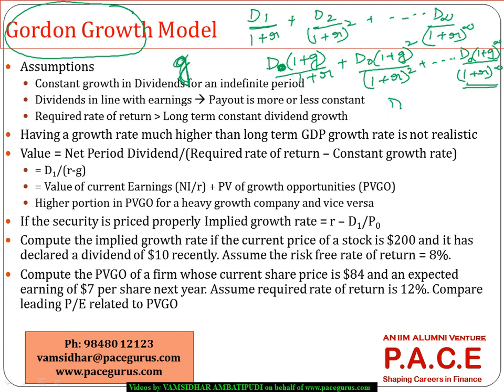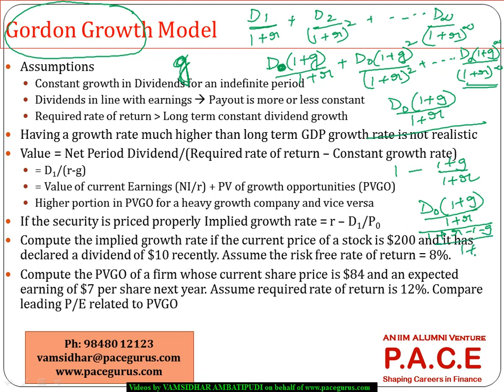So first term by 1 minus R. The first term is D0 into (1 plus G) by (1 plus R), divided by 1 minus, what is the ratio between the two? (1 plus G) by (1 plus R) is the ratio. Simplifying it, it becomes D0 into (1 plus G) by (1 plus R), divided by (1 plus R) minus (1 plus G) by (1 plus R). So I can take these off. The value of the firm comes out as D0 into (1 plus G) by (R minus G).